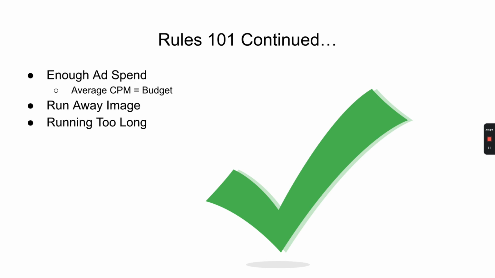Now, another rule is, has the ad been running for a long time? And as it was running, did it, for the most part, do pretty well? Over time, Facebook's algorithm fatigues, and so what you get is that it just starts to sort of slow down. There's a couple of things that you can do. The first thing is refresh the ad.